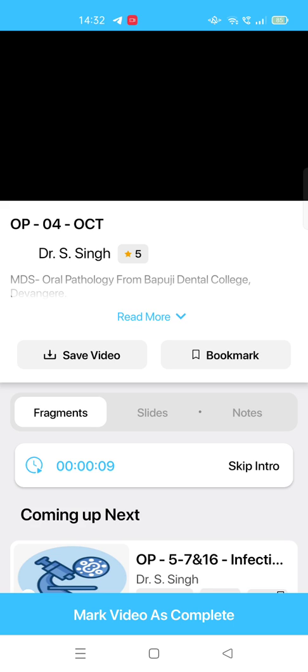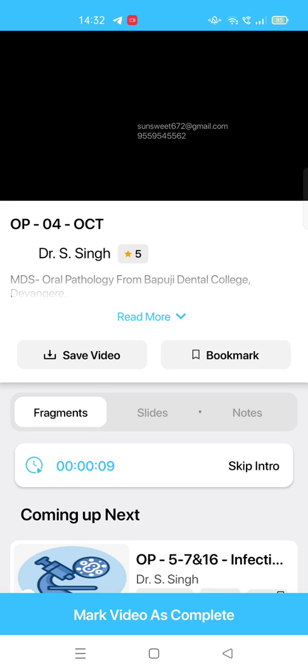If the size is large, we go for marsupialization, followed by enucleation. We wait for the size to decrease and then we enucleate. And in case of multiple cysts, we can also go for jaw resection. Okay. Now, next cyst in this category is eruption cyst.